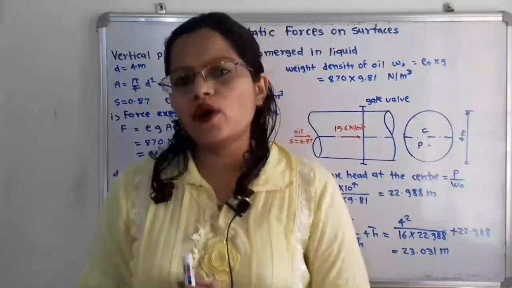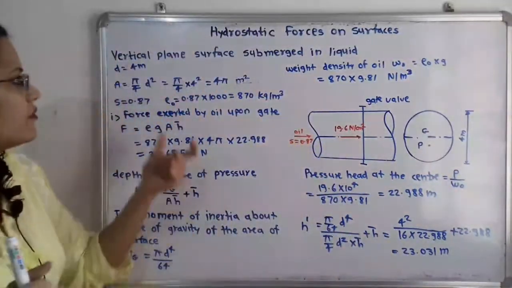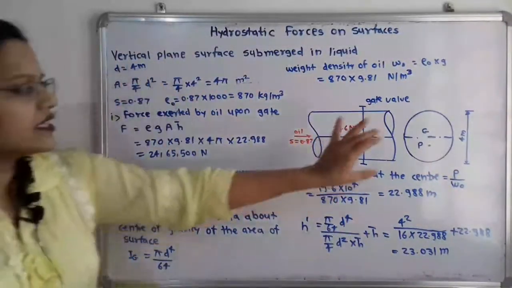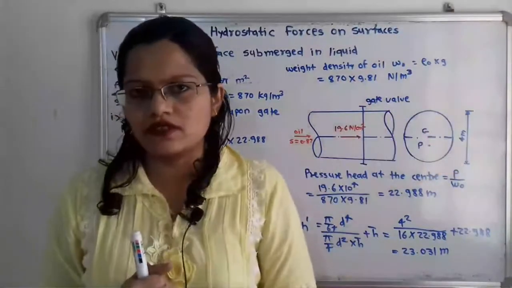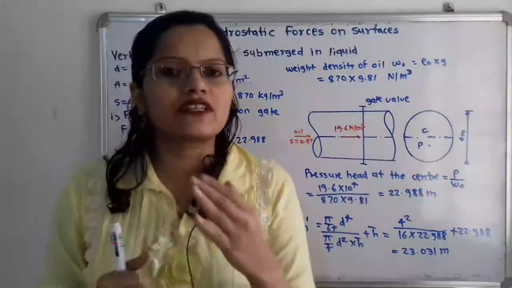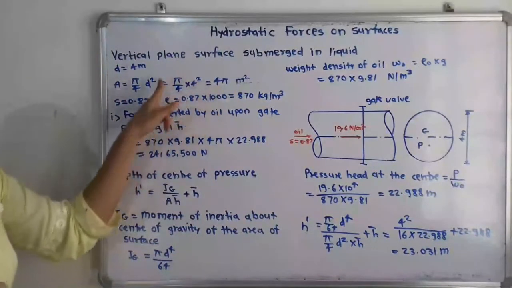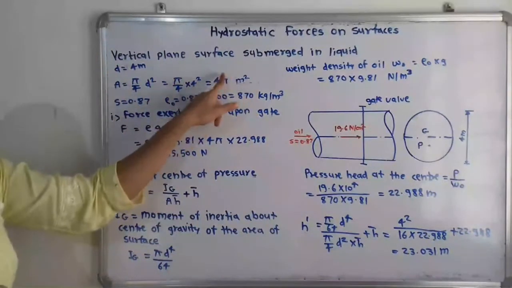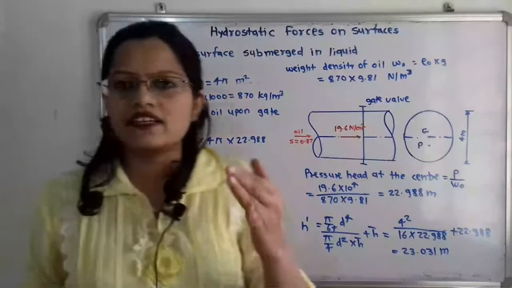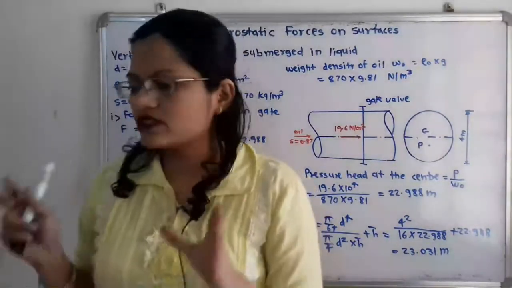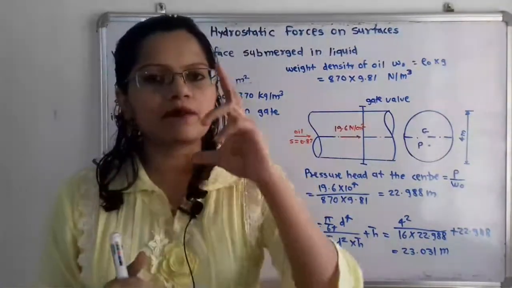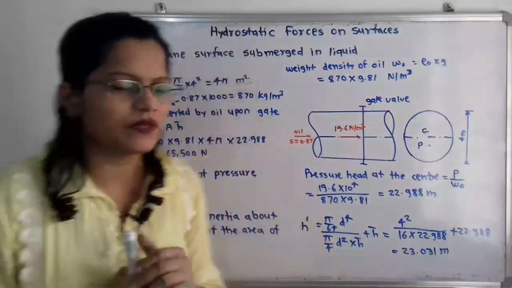Now we will move to the given data. If we observe here, the diameter D is given, that is 4 meter. From that we can calculate the area. What is the area? Pi by 4 D square, that is equal to 4 pi meter square. Here we can take pi directly into the calculation, because in the calculator the pi value is directly available.